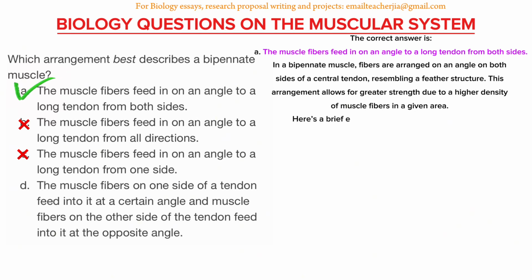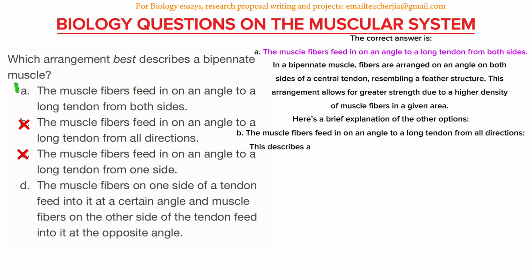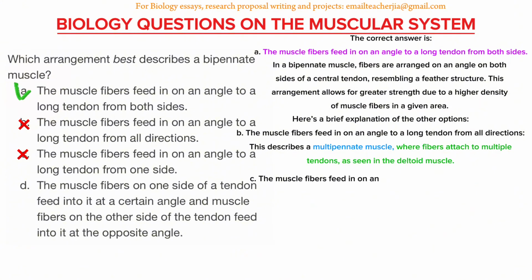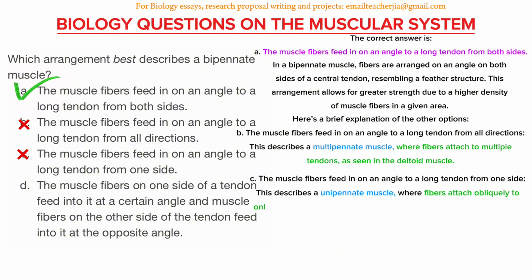Here is a brief explanation of the other options. Choice B, the muscle fibers feed in on an angle to a long tendon from all sides. This describes a multipennate muscle, where fibers attach to multiple tendons as seen in the deltoid muscles. So choice C, the muscle fibers feed in on an angle to a long tendon from one side. This describes a unipennate muscle, where the fibers attach obliquely to only one side of the tendon, as seen in the extensor digitorum longus.